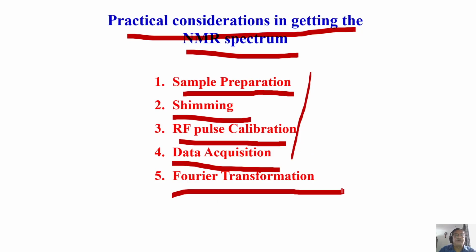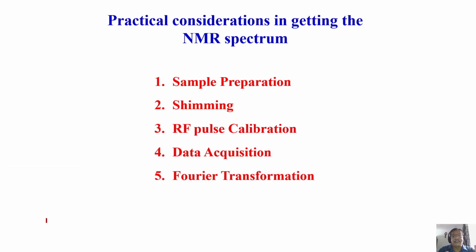And of course, we have to do Fourier transformation of the data. So we should know how to go ahead in doing these things. These are all essential, practically important points we should know in acquiring the spectrum. I'm talking about the one-dimensional spectrum today. We are not discussing two-dimensional spectra yet. These are all the considerations for acquisition of one-dimensional spectra.